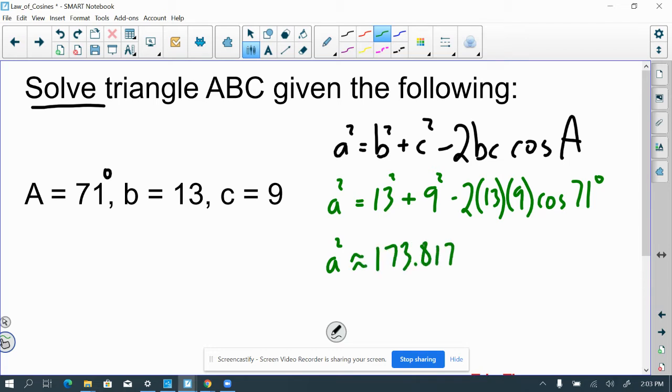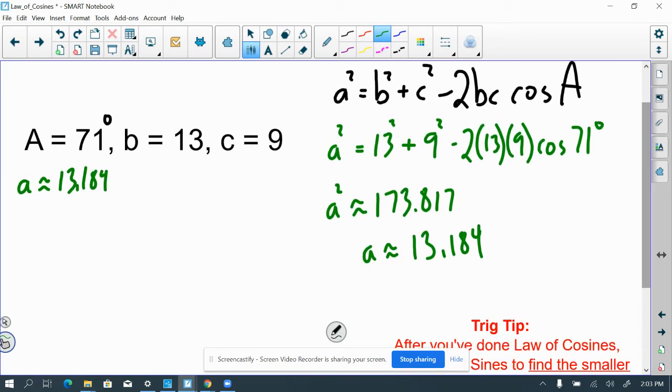173.817. Square root both sides. Mathematically, you would take the plus or minus since you're square rooting, but we have to remember the big picture. We're in a triangle, so triangles are not going to have a negative side. So just positive 13.184. That is side A. So we're 4/6 of the way done.